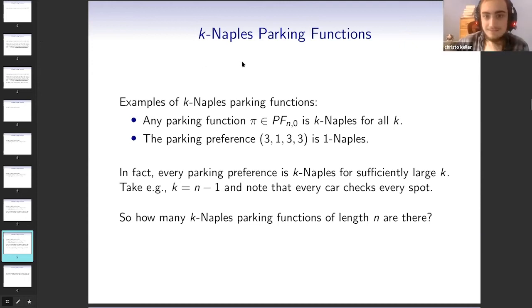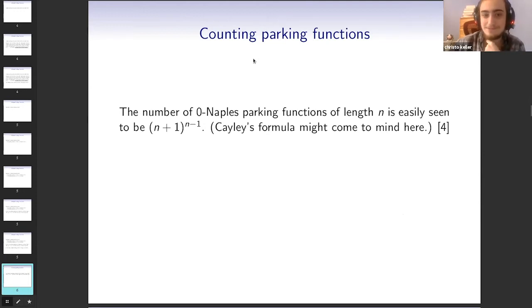So this idea of cyclic parking is actually what's used to prove, the easy way, that the number of 0-Naples parking functions is (n+1)^(n-1), where n is the number of parking spots. And you might notice if you take n equal to n plus 1, then you get n to the n minus 2 here.